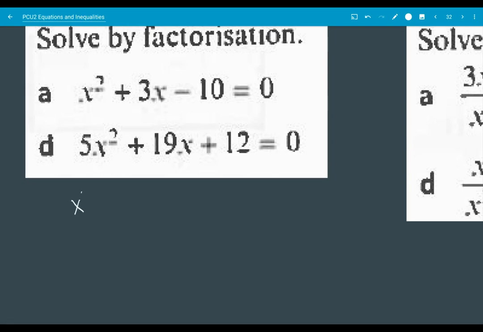So starting with x squared plus 3x minus 10 equals 0. Okay. There are a couple different ways you can do this. You can always go through the factoring process, looking at your factors of C. Do they add up to B? You can also use your calculator. So I will look at this one.